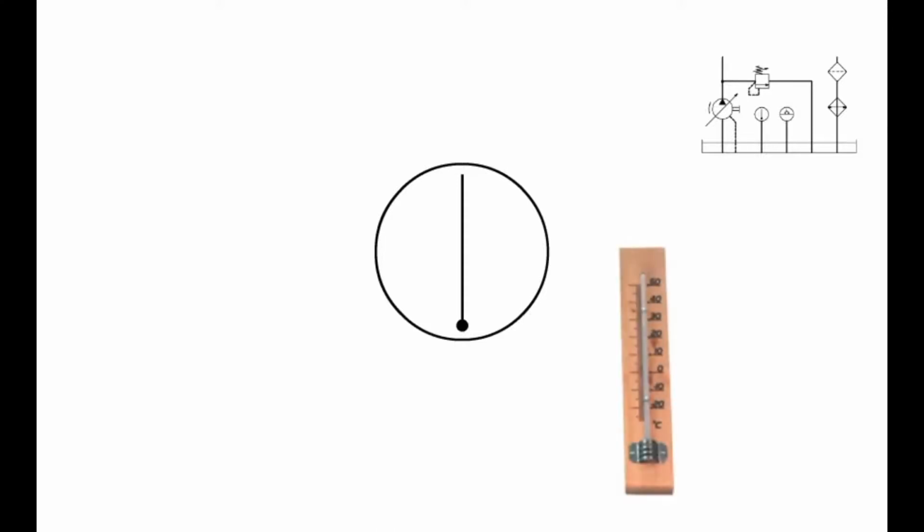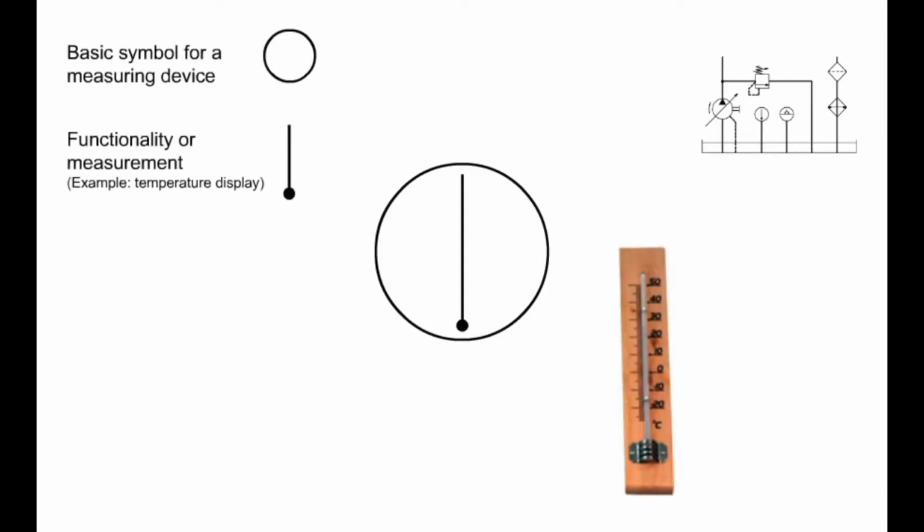Thermometers are measuring devices, and therefore the graphical symbol for a measuring device is once again used to denote them. A vertical line is drawn within the circle in order to show that the measuring device is, in this case, a thermometer. A black circle drawn in at the foot of the line portrays a mercury-filled glass bulb, and is therefore reminiscent of the very earliest thermometers.